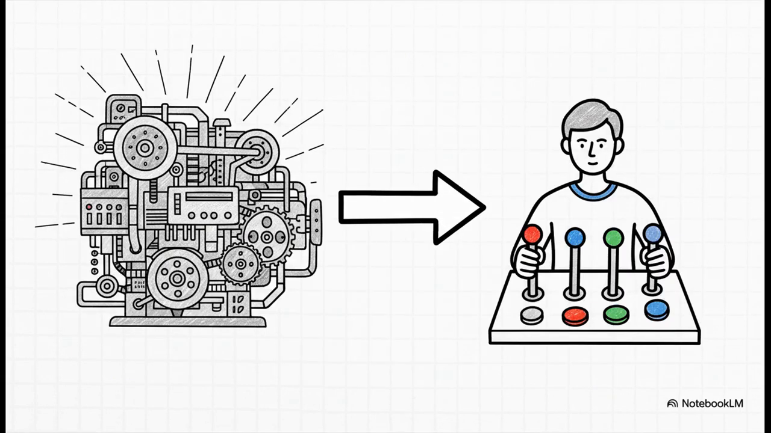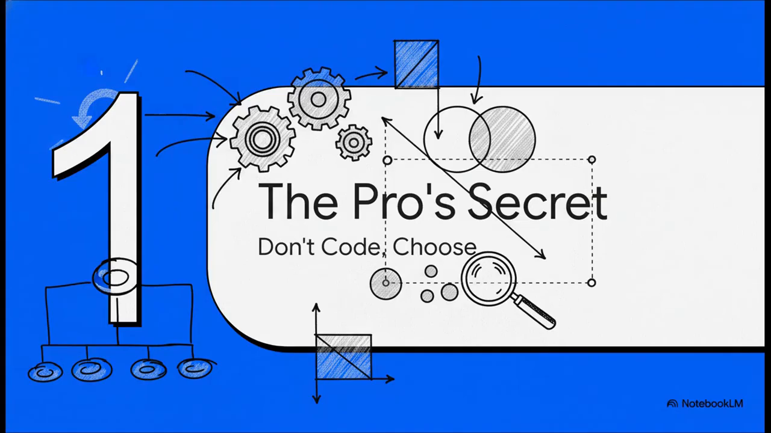Your job is not to be some numerical optimization genius. There are already super optimized software packages for that. Your job is to be the pilot, the strategist who makes a couple of really key decisions to tell that powerful engine where to go. And that really brings us to the main idea for this whole explainer. The pro's secret to using an SVM isn't about being a master coder, it's about being a smart chooser. It's all about making the right choices.